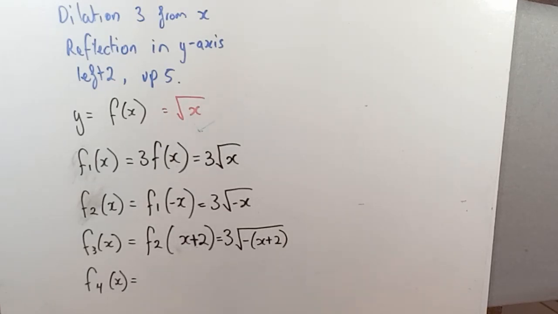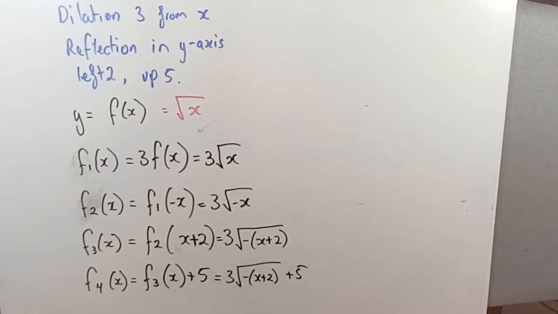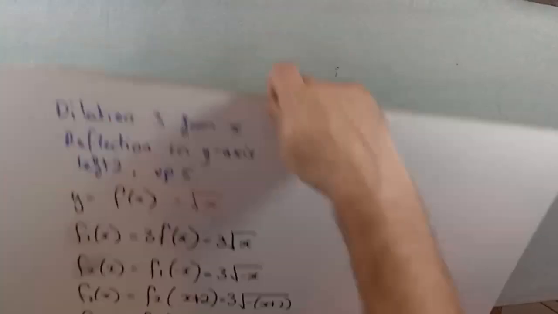Okay, and then we take this one, we're going to move it up 5, which is going to be f of 3 of x plus 5. So I'm just going to add 5 onto what we had, which is the same graph we had before. Okay.